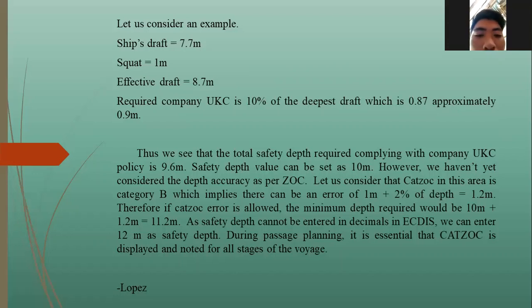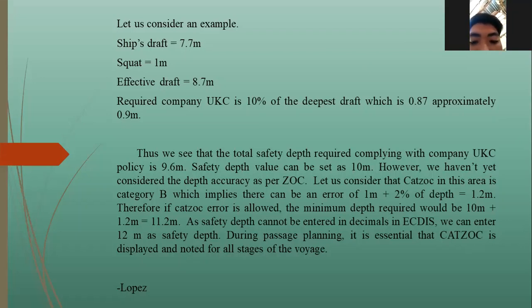So let us continue the report. Let us consider an example. Ship's draft is equal to 7.7 meters. The squat is 1 meter. Effective draft is 8.7 meters. Required company UKC is 10% of the deepest draft, which is 0.87, approximately 0.9 m.